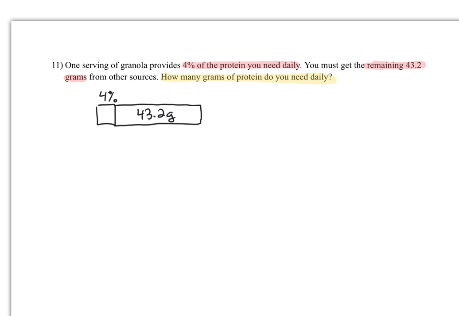So if I have everything, what percent do we have? 100%. If I take away 4% of that, what's left over? What percentage? I heard somebody say it. 96. Okay. So we can safely say that 43.2 grams is 96% of the protein we need. Okay? Because that whole thing has to add up to 100%. Are we okay there? All right.